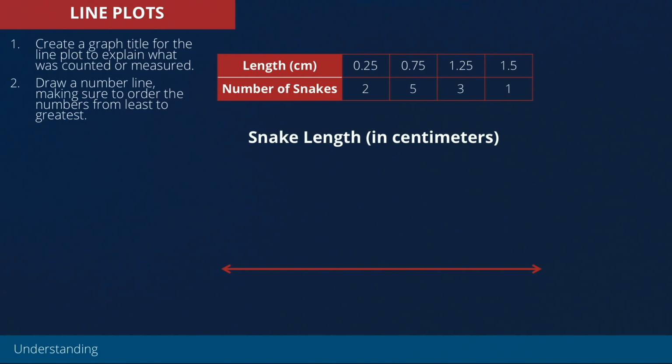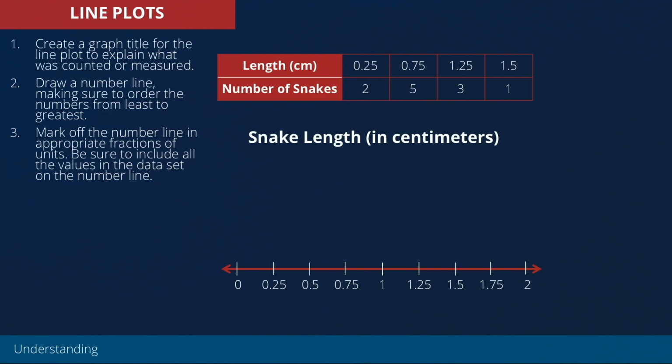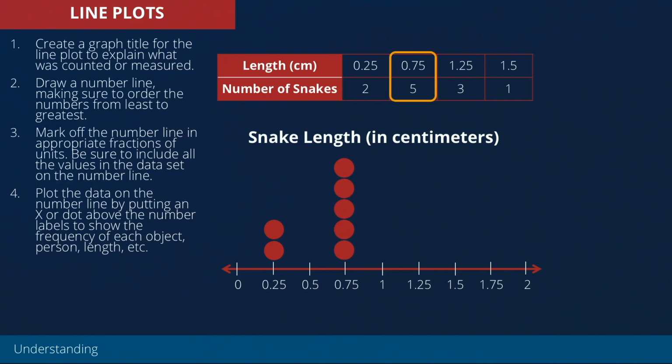And then I'm going to draw a number line, and then I'm going to order numbers from least to greatest. So here I've got my length ranging anywhere from 0 to 1.5 or 1 5/10. So maybe I label my graph from 0 to 1 and 1 to 2. Then I'm going to plot the data.